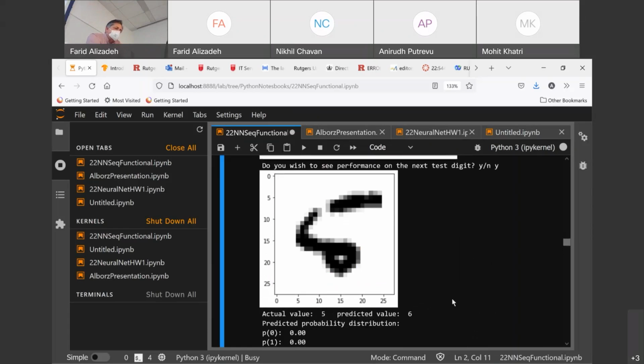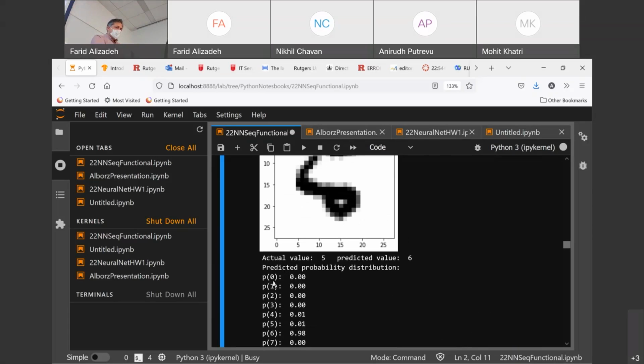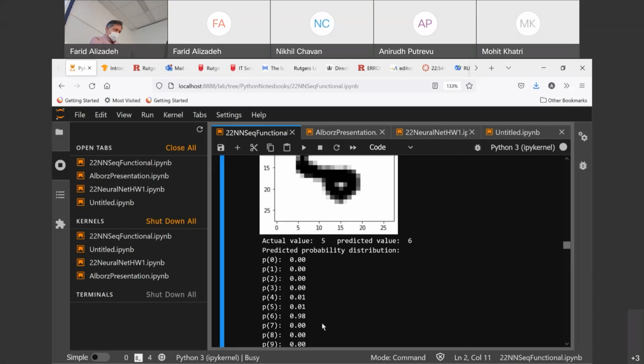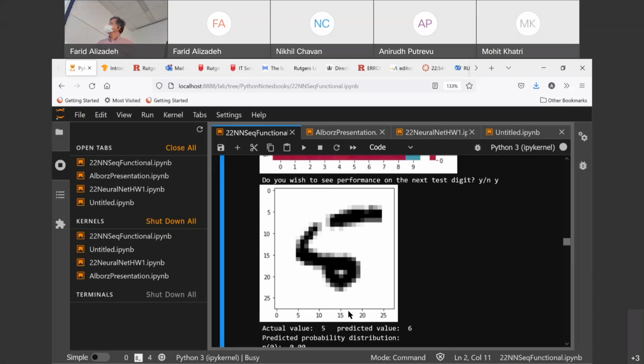Okay, and then we can go over some predictions. Here is the first one that it got wrong, this picture. Its actual value is 5, but it predicted it to be 6. And here are the probabilities assigned to each value. It says there is a 0 probability that this is a 0, 0 probability that it's a 1, and so on. Maybe a 1% probability that it's a 4, 1% probability that it's a 5, and a 98% probability that it's a 6. So it was pretty sure that it was a 6, but it wasn't a 6. I wouldn't blame it.